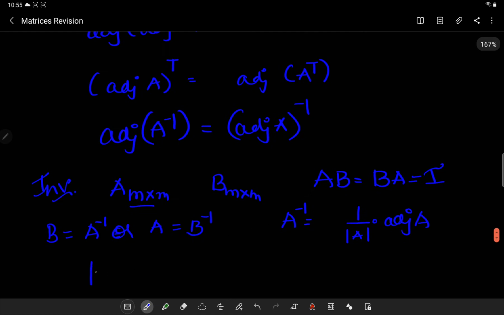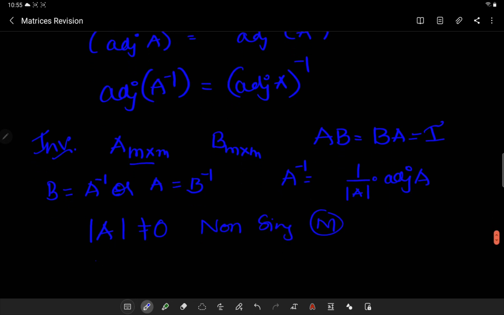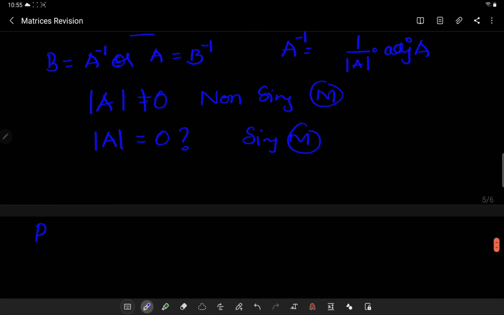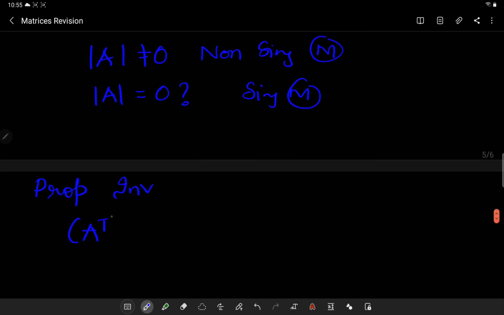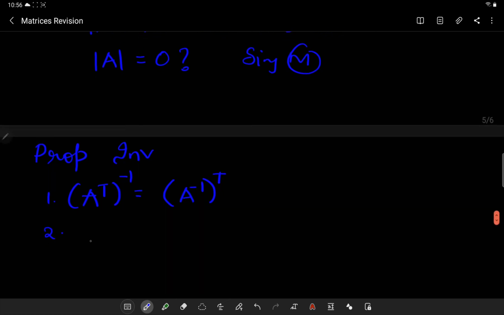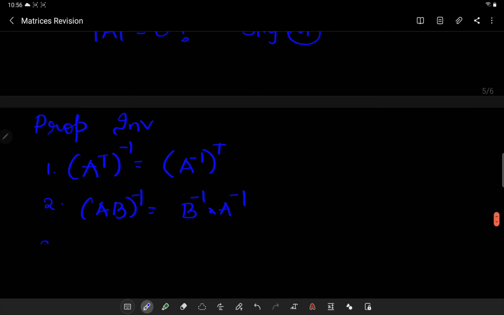So remember, if the determinant is not equal to 0, it is called a non-singular matrix. If the determinant is equal to 0, it is called a singular matrix. Now what are the properties of this concept of inverse? So if A is a square matrix, A transpose whole inverse will be equal to A inverse whole transpose. Now what's the next property? AB whole inverse will be B inverse into A inverse. This is a very important property in solving problems.